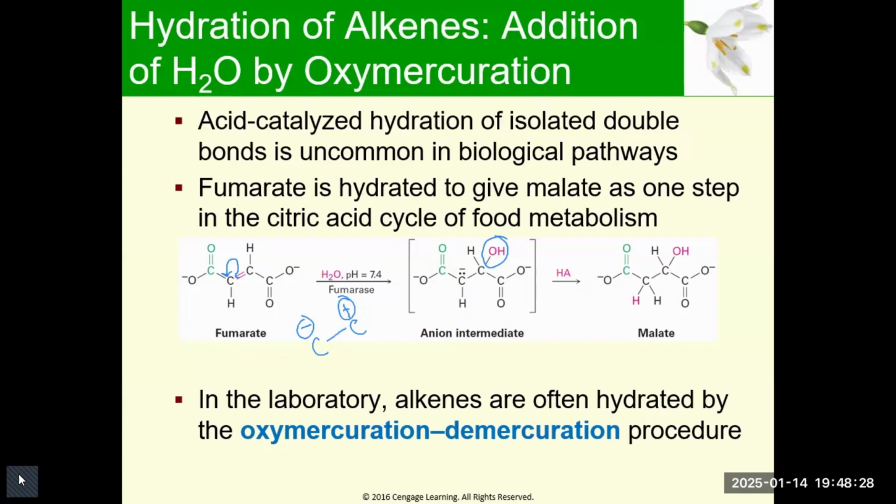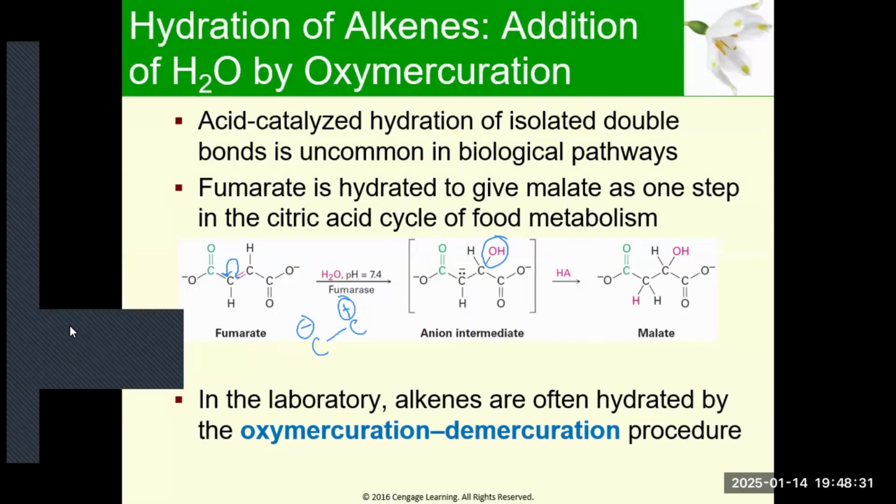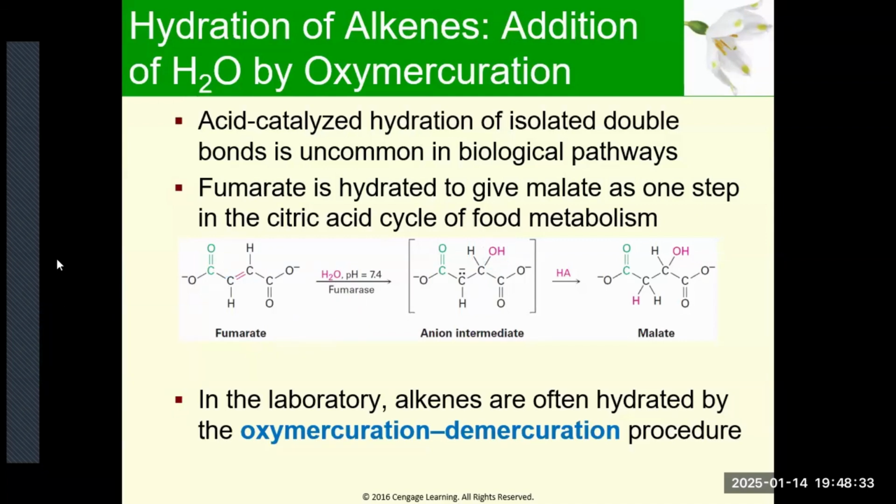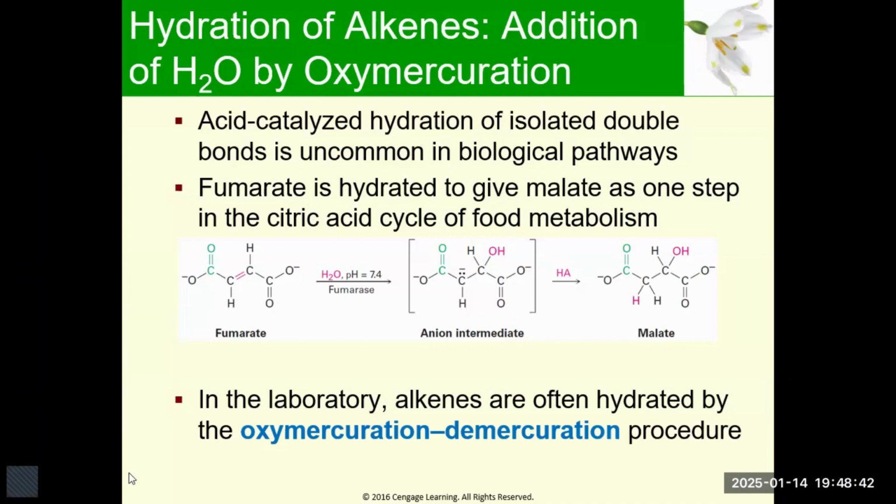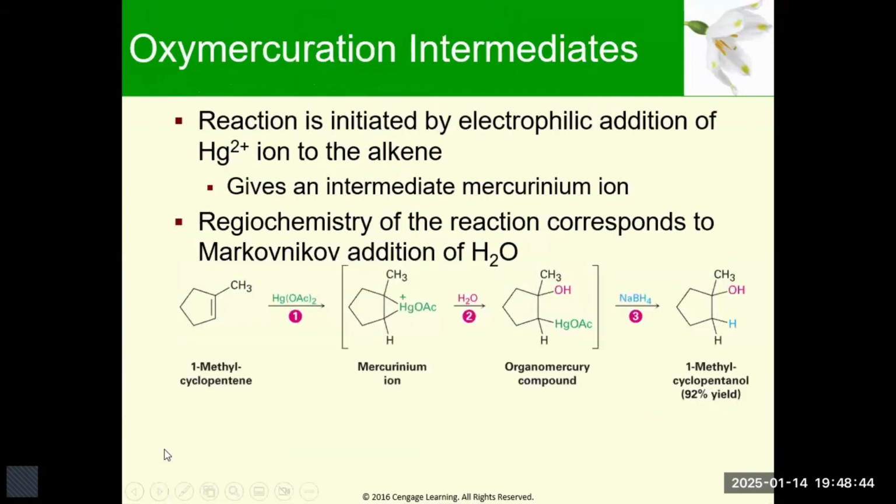Now, for the lab, often a very popular one is oxymercuration, demercuration. And so let's finally go into that actual reaction. All right, so oxymercuration, demercuration is actually a two-step reaction, whereas the first step is actually the oxymercuration. Therefore, you see that you have mercury inside the reaction, all right? And so hence the name oxymercuration as far as the first step.